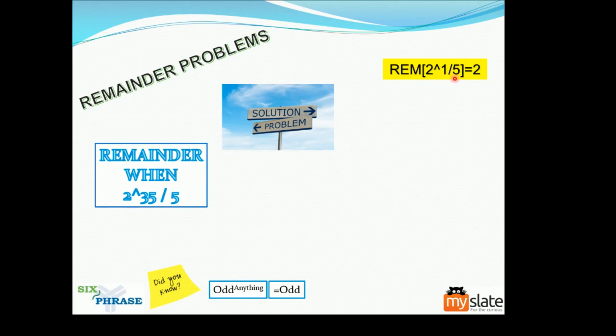Just now I told you something about the dividend being less than the divisor. So if the dividend is less than the divisor, here, what is the dividend? It is 2 power 1. 2 power 1 is nothing but 2. Here the dividend is less than the divisor. So in the end, what do you get? You get a remainder which is equal to the dividend.